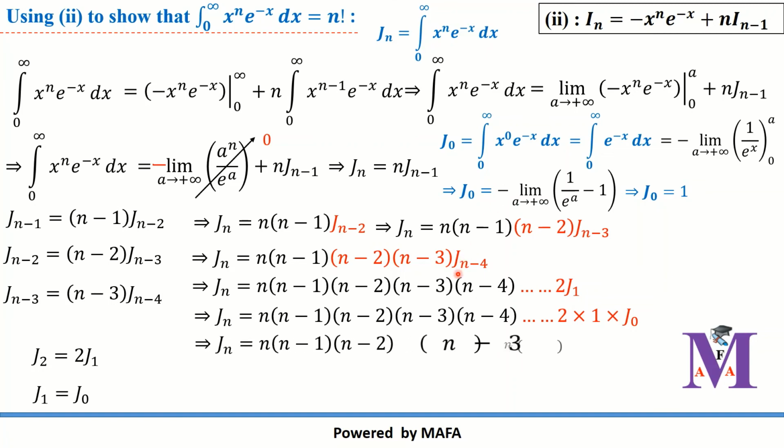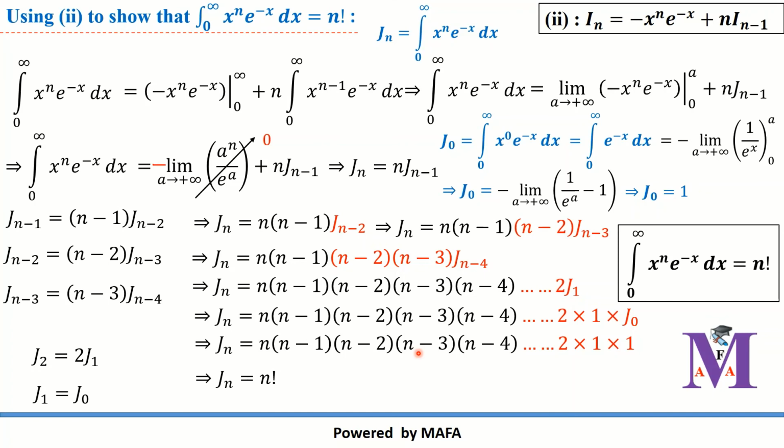So with that said, it means that my g of n is equal to this product right up to what? 2 times 1 times 1. So 1 times 1 is 1. So we get n into n minus 1 into n minus 2 into n minus 3, right down to 2 times 1. So that indicates the factorial function, which is n factorial. So we can comfortably say that the integral from 0 to infinity of x to the n e to the negative x dx is equal to n factorial, because the integral is g of n.